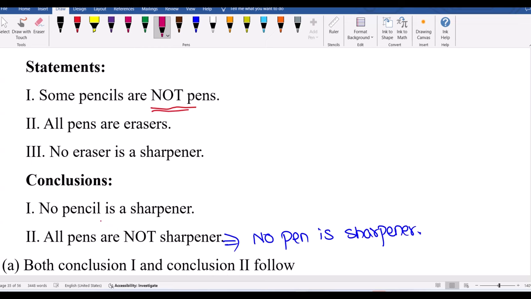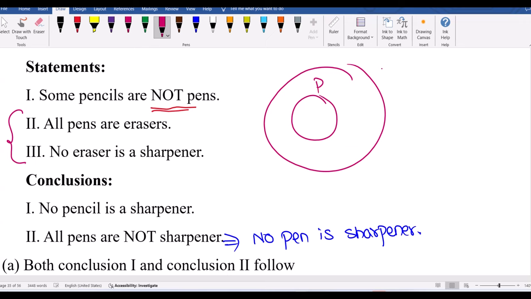No pen is a sharpener. All pens are erasers. No eraser is a sharpener. So definitely no pen is a sharpener. Second one correct. This is pen.